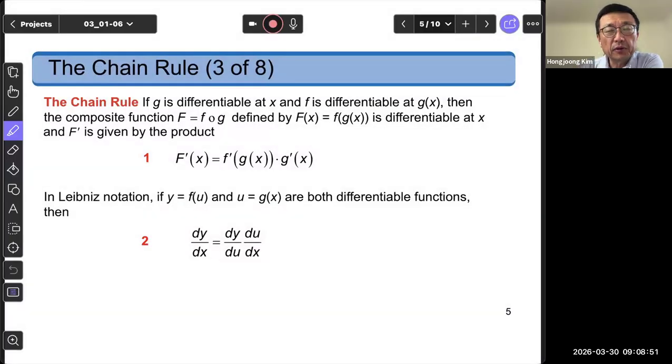And then we have one of the most important formulas in differentiation, which is the chain rule. When you have the composite of two functions, f of g of x, its derivative will be the derivative of the outer function evaluated at g of x, the inner function, multiplied by the derivative of the inner function. This is one of the most important formulas in differentiation.